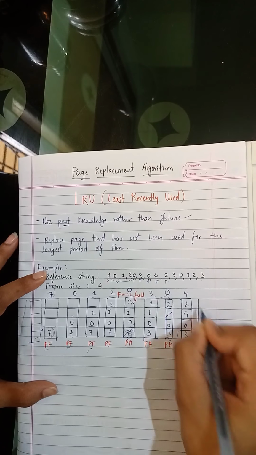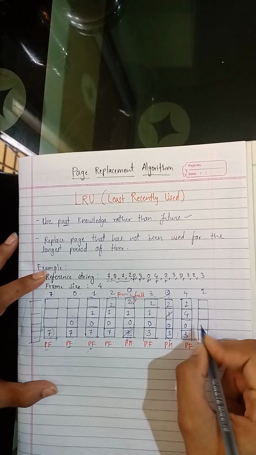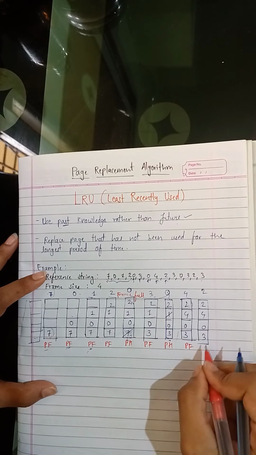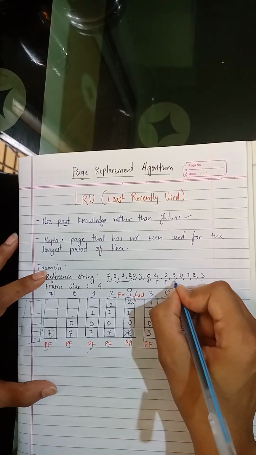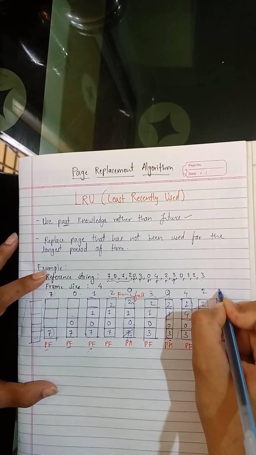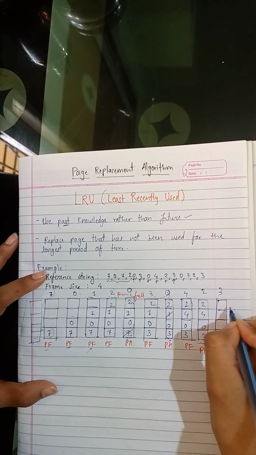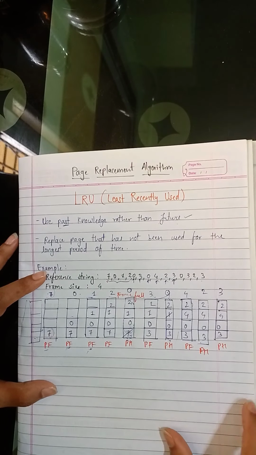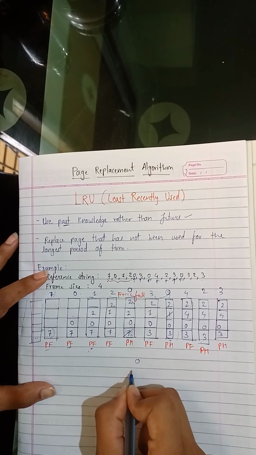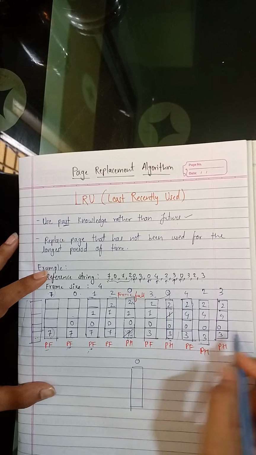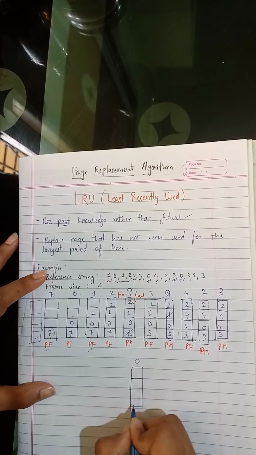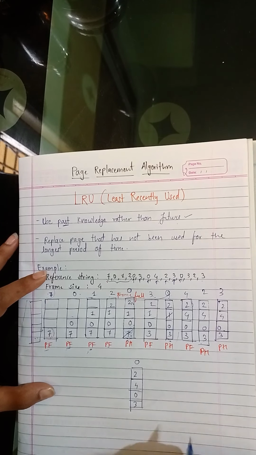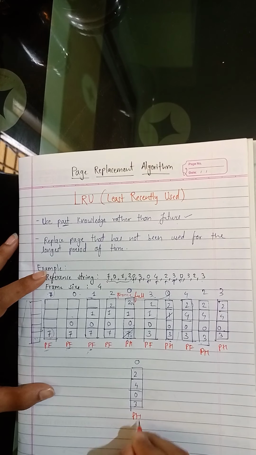Next we have 2. For 2, do we have 2 here? Yes, we have 2 here, so we don't need any replacement. Mark it as a page hit. Next we have 3. For 3, do we have 3 here? Yes, we do. No replacement required, so write page hit here. Now we have 0. For 0, do we have 0 here? Yes, we do. No replacement required. Keep the frame elements as they are. This is also a page hit.